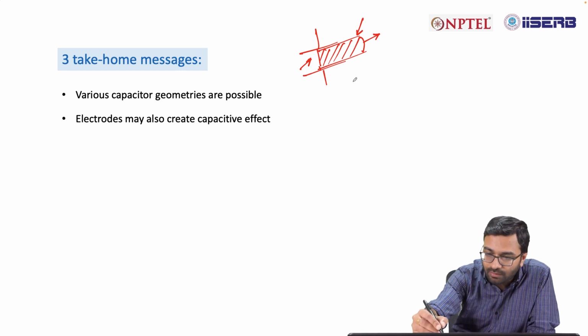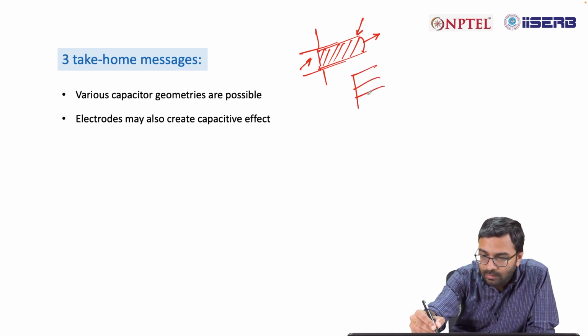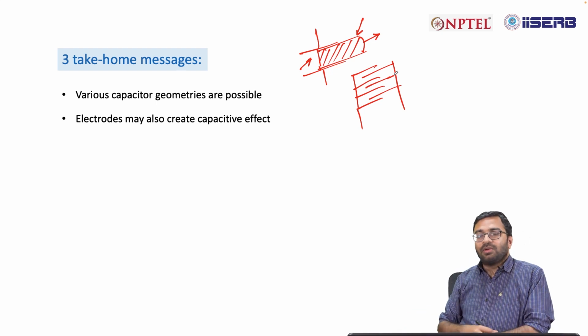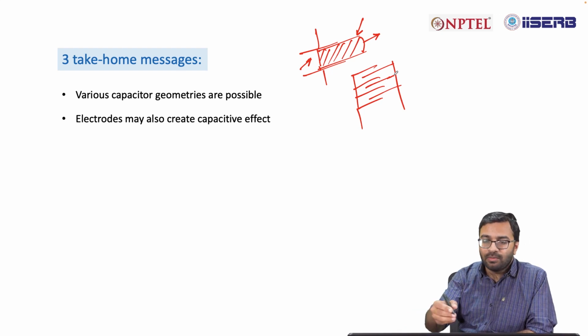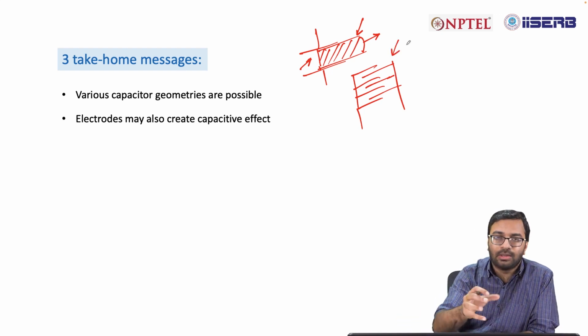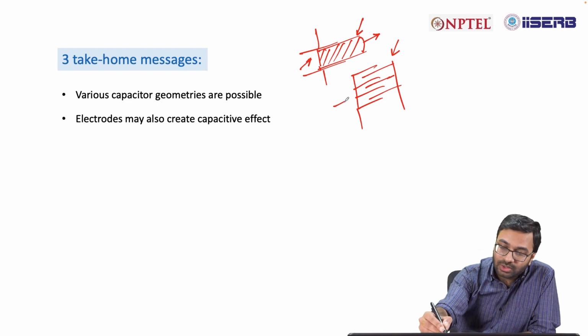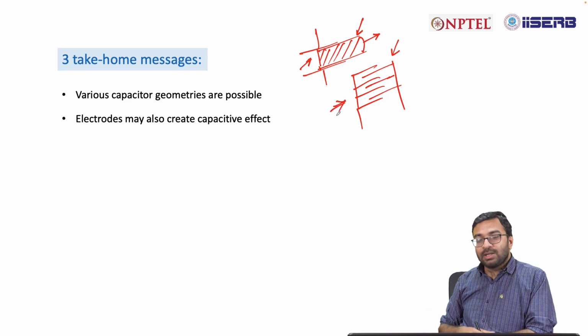The second thing is that electrodes may also create a capacitive effect. We have seen in the case of interdigitated electrodes, these comb-like structures, which are very common in resistive sensors. You will find these types of structures very commonly in resistive arrangements. So, they may create a capacitive effect. One has to be very careful when they make similar structures for a sensing application, especially when they connect this with a system.